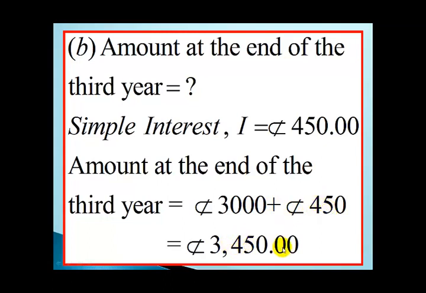That means that the amount at the end of the third year will be equal to the principal plus the simple interest within the 3 years. So the amount at the end of the third year will be equal to 3,000 plus 450 cedis, and this is equal to 3,450 cedis.